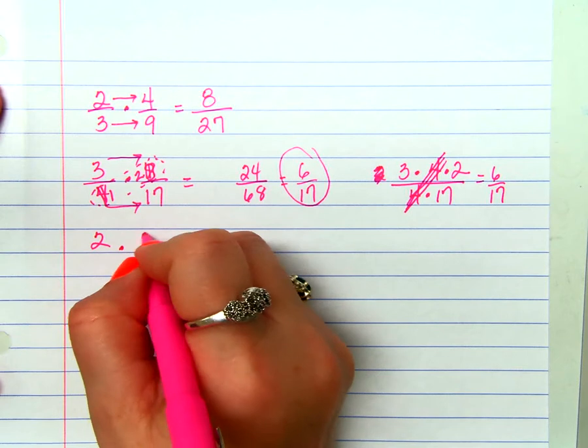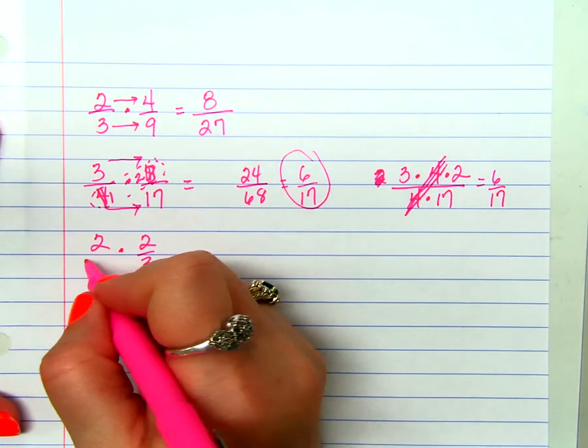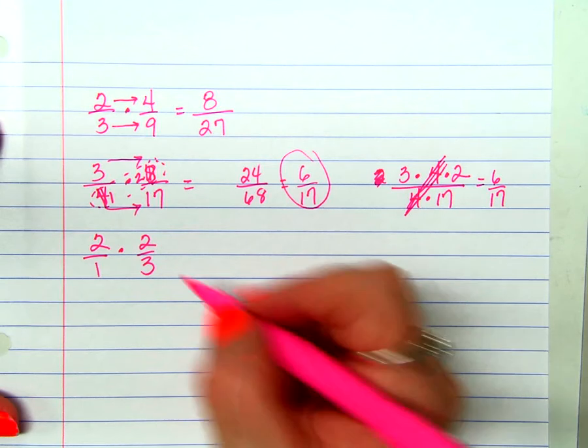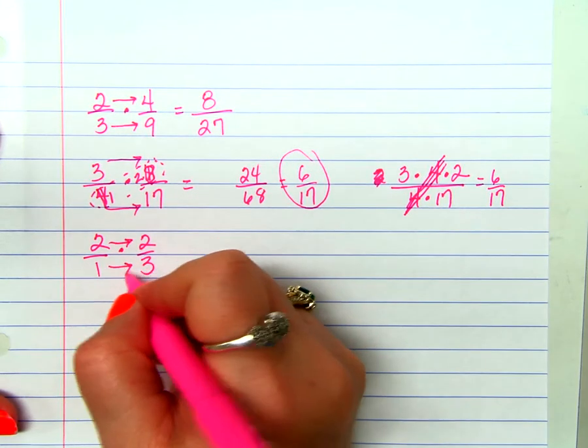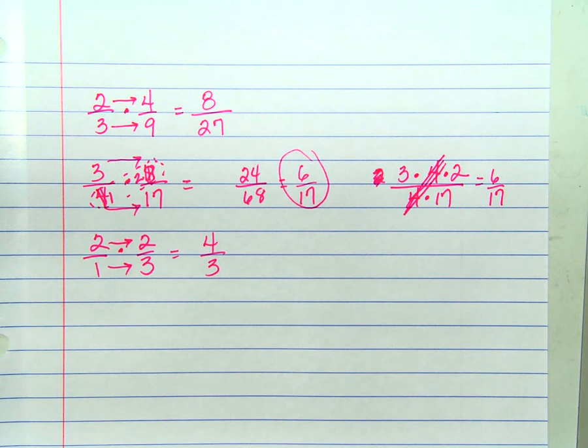2 times 2/3. People struggle with this. Why? Because it's quote-unquote not two fractions. Except we know it is. Guess what we do now? Multiply straight across the numerator, straight across the denominator. Okay? Questions?